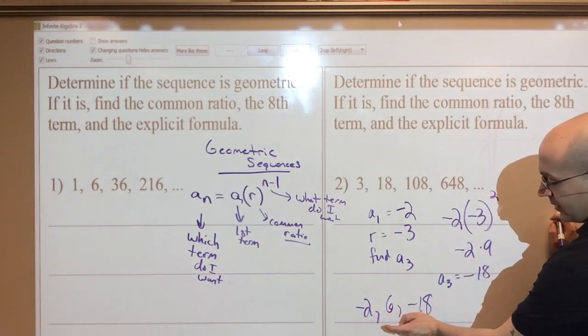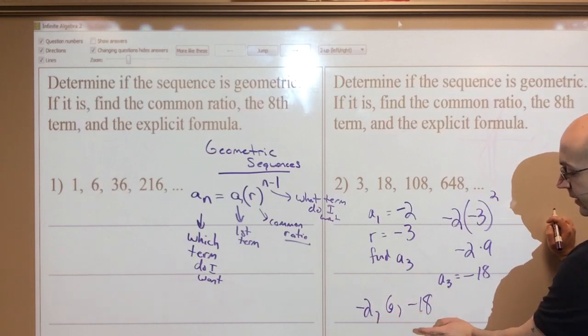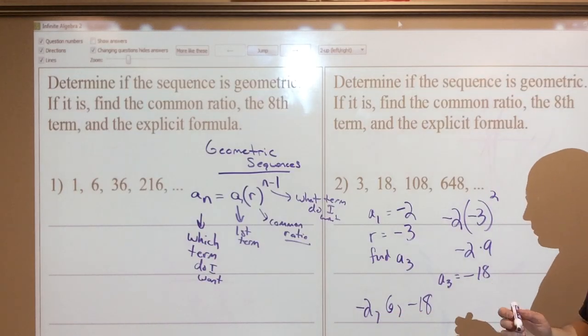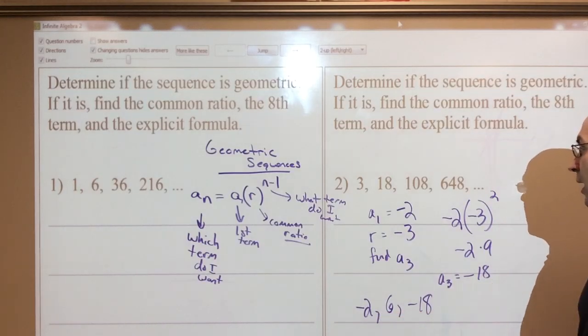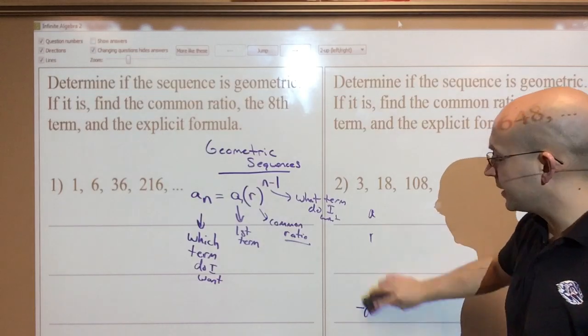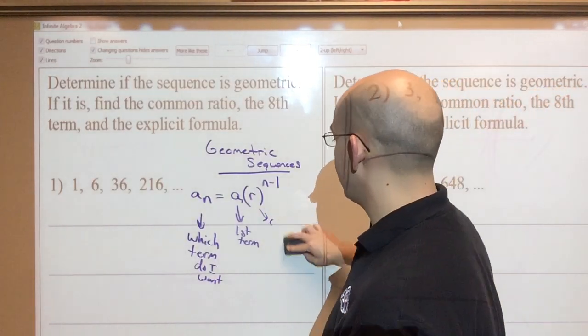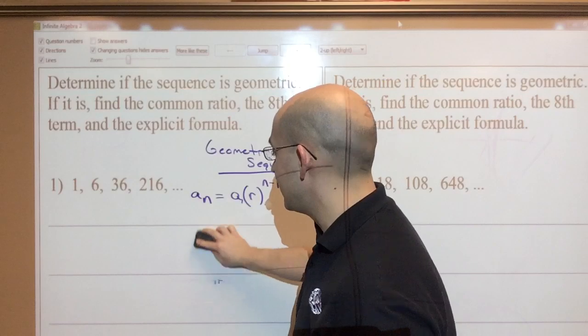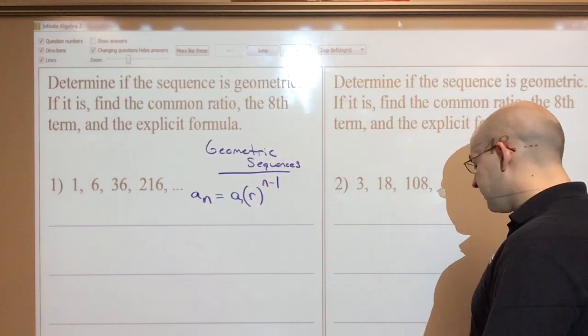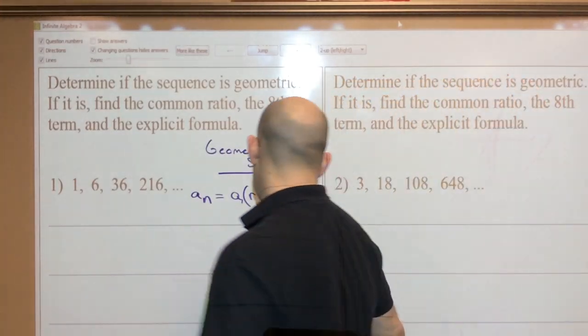Negative 2 times negative 3 is 6. 6 times negative 3 is negative 18. Okay? So we're going to work a lot with this in class. I want to just do these two problems because you're going to see this a whole bunch of different ways. Okay, so that first way is what we'll start with today on Monday. Otherwise, you're going to do it like this.